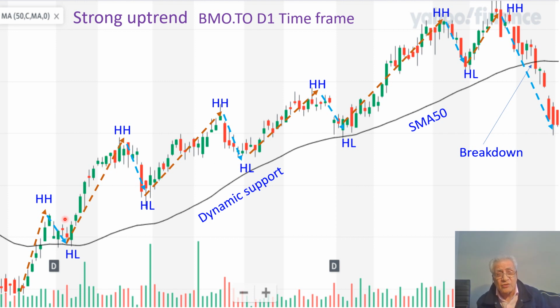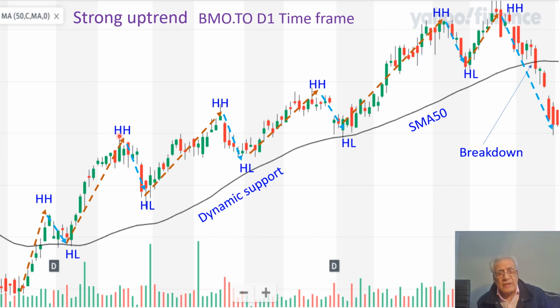But if the size of the candles is getting smaller, that is a sign the buyers are exhausted, and the uptrend is slowing down or near reversal.